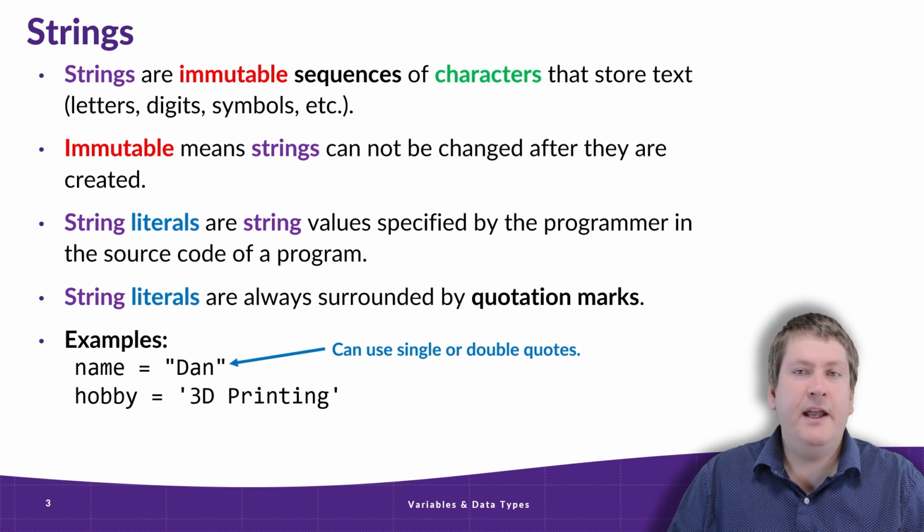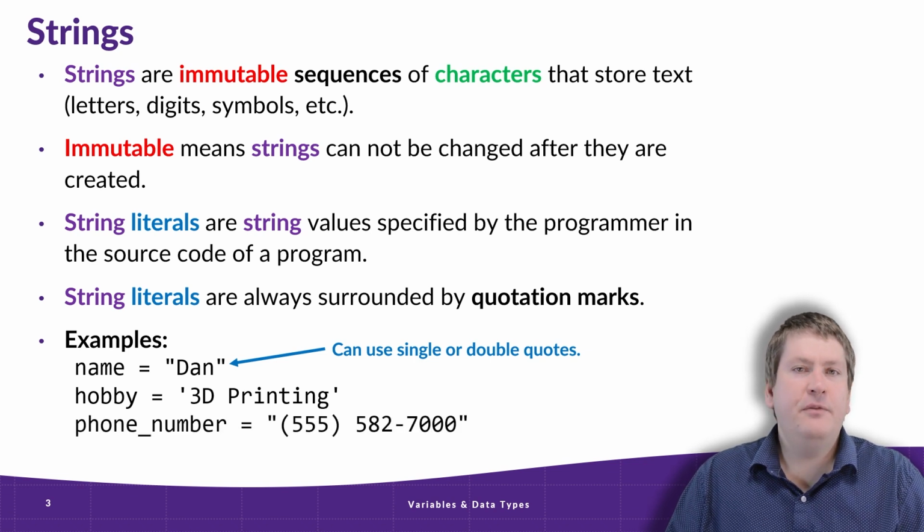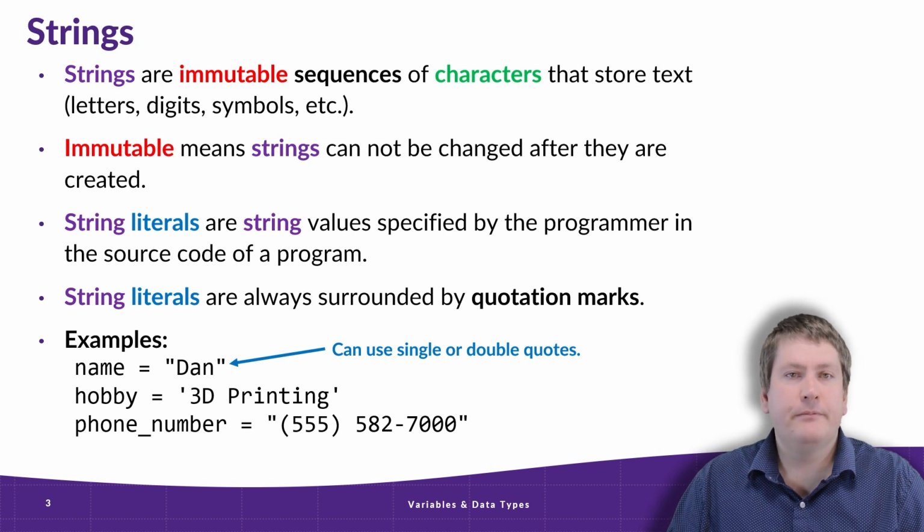The PEP 8 style guide states that either form is acceptable, but you should pick one and stick to it. Avoid switching back and forth between the two styles without reason. Next, we have a double-quoted string literal that contains a phone number.